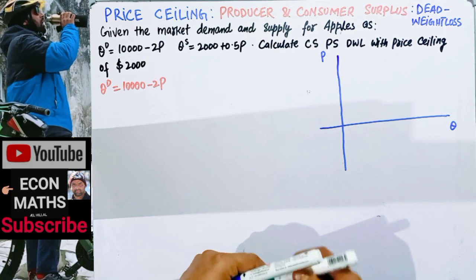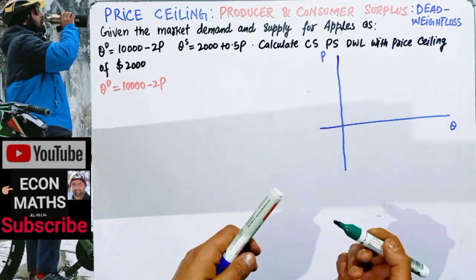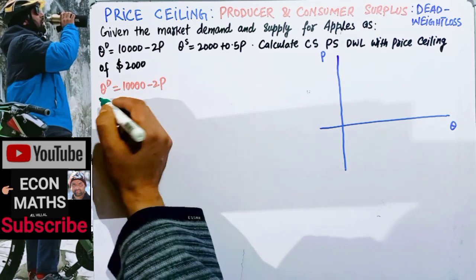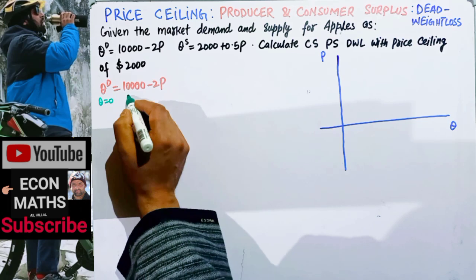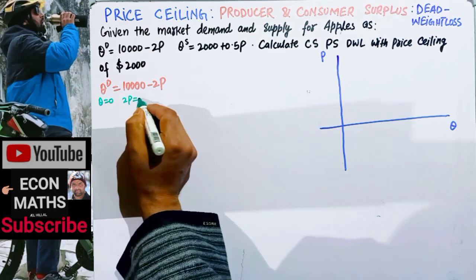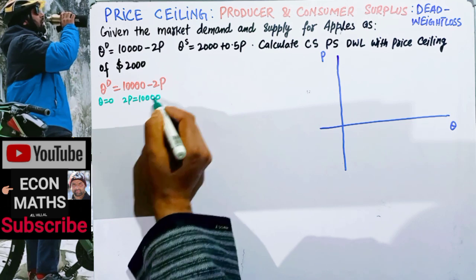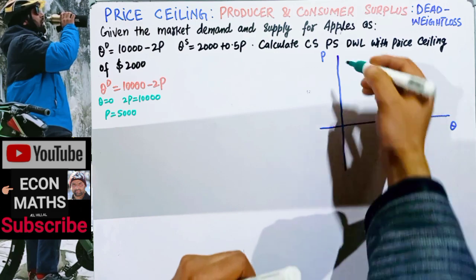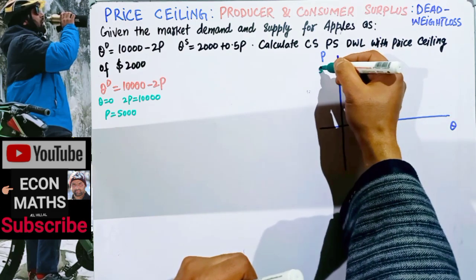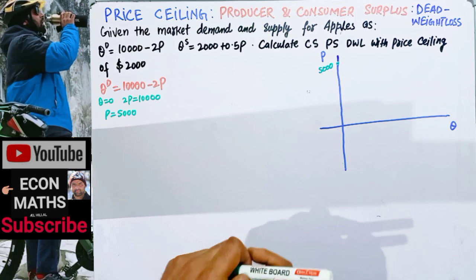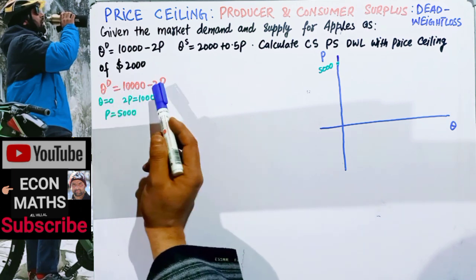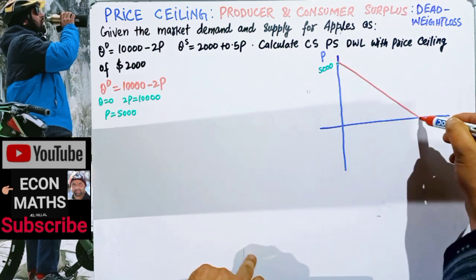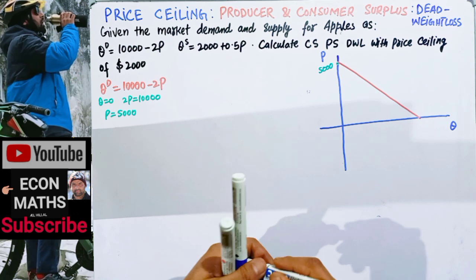Okay, we need to find out the price intercept. So when q is equal to 0 in this equation, that implies 2p will be equal to 10,000. When we transpose it, that will give us p will be equal to 5,000. So here the price intercept will be 5,000, and we know there is a negative relationship between quantity demanded and price. It will be downward sloping. Let us say this is our demand function. We don't need to calculate the quantity intercept here.